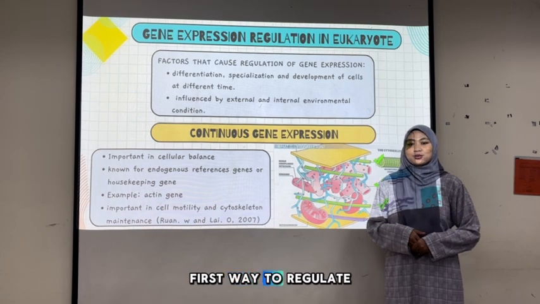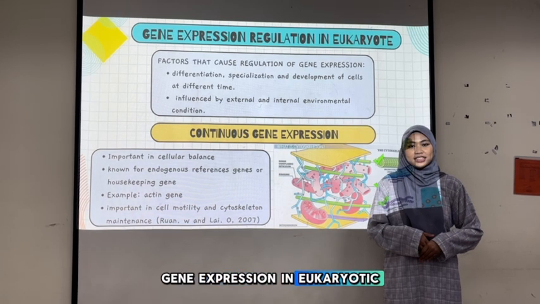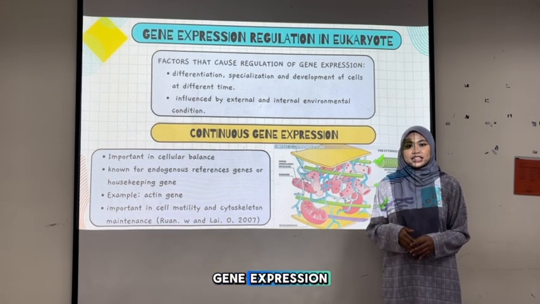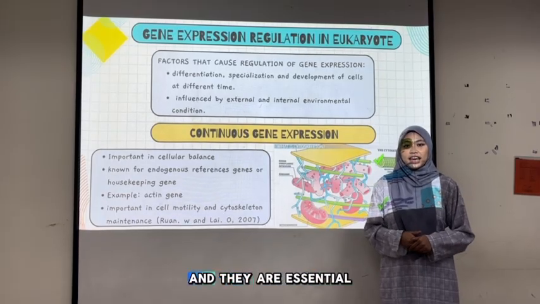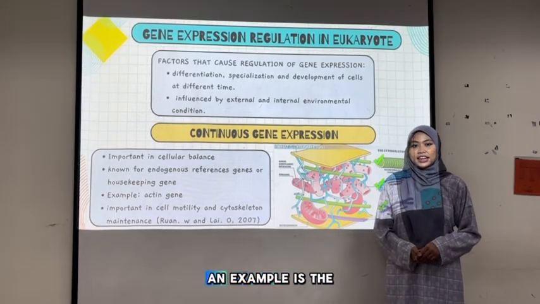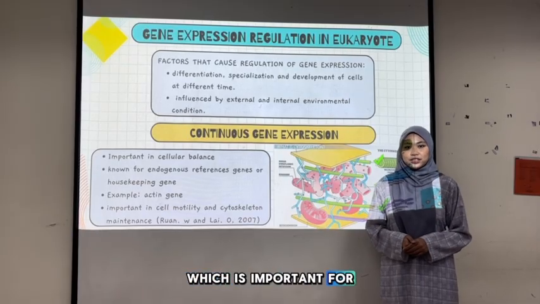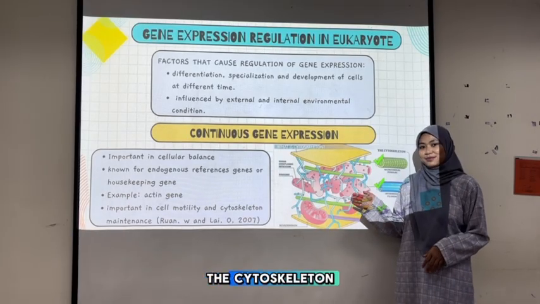The first way to regulate gene expression in eukaryotic cells is by continuous gene expression. Some genes in eukaryotes are expressed continuously. These are known as housekeeping genes, and they are essential for basic cell function. An example is the actin gene, which is important for cell movement and maintaining the cytoskeleton.